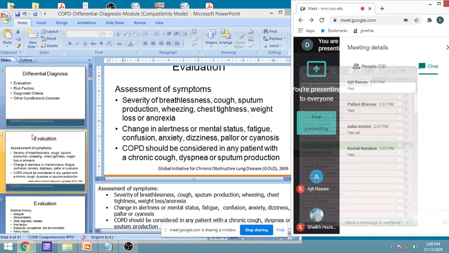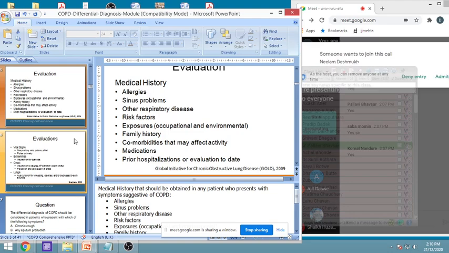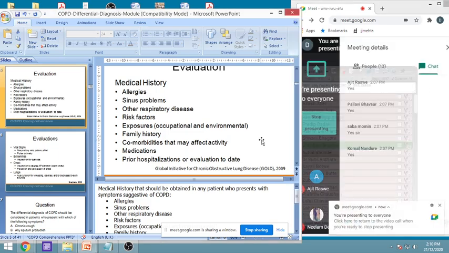Then these are the various evaluation parameters. What are the others? We'll go for checking medical history, like whether there are any allergies, sinus problems, any risk factors, any exposures like occupational environment, any family history, whether there are any comorbidities that may affect activities, what medications are going on, and what the situation was prior to hospitalization, and what evaluations have been done so far, so that we can get a detailed history of the patient. That will help in understanding in a better way.